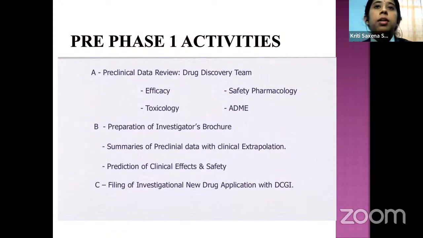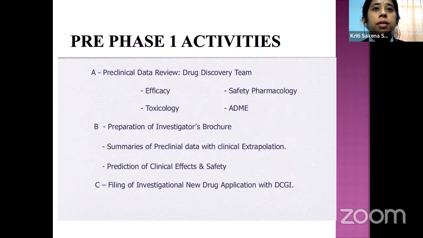Pre-phase 1 activities. Whenever we are about to start phase 1 activities, that is the beginning of the clinical trials, we have to determine some pre-phase 1 activities, initially the preclinical data review. Whatever data we obtain from the animal and laboratory trials, we have to document regarding safety, efficacy, toxicology, and ADME. ADME is pharmacokinetics, that is absorption, distribution, metabolism, and excretion of a drug.